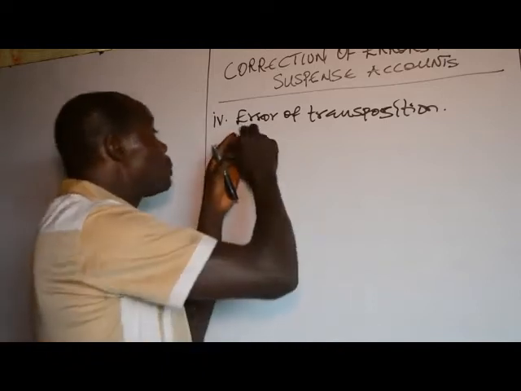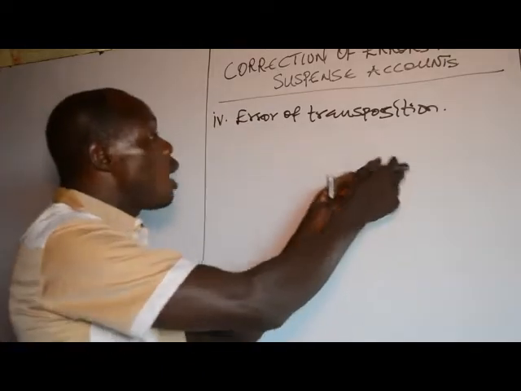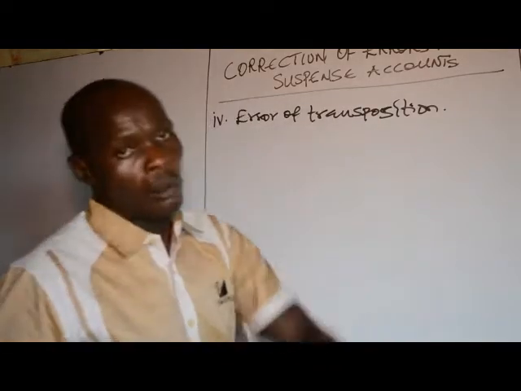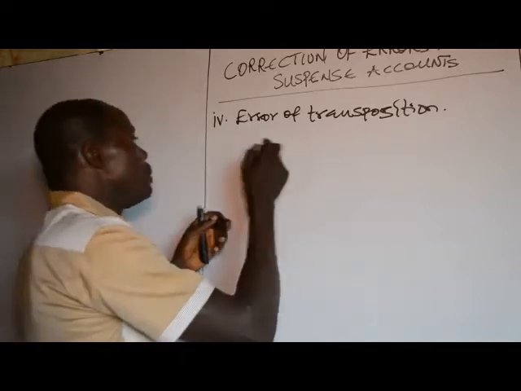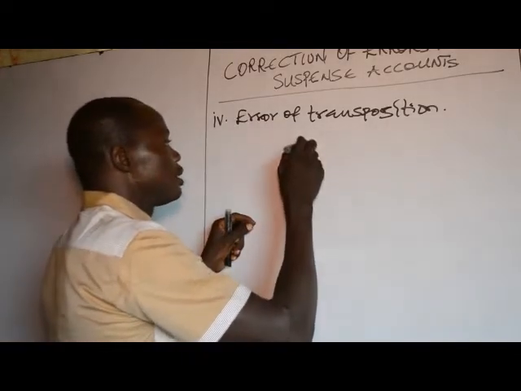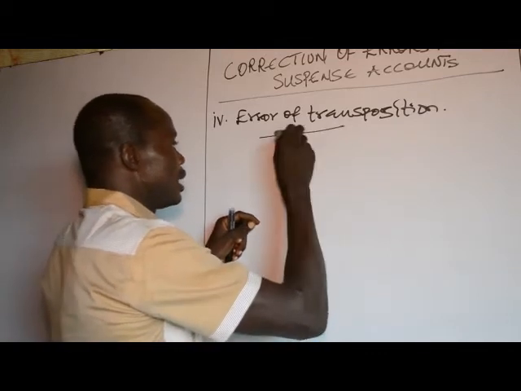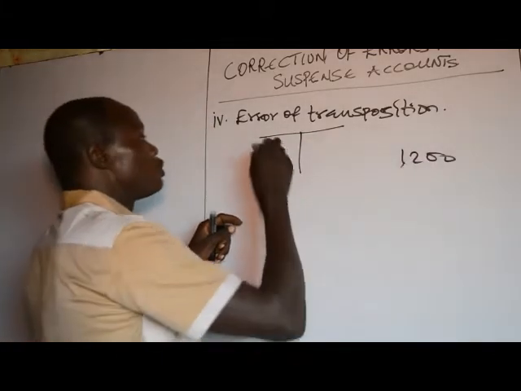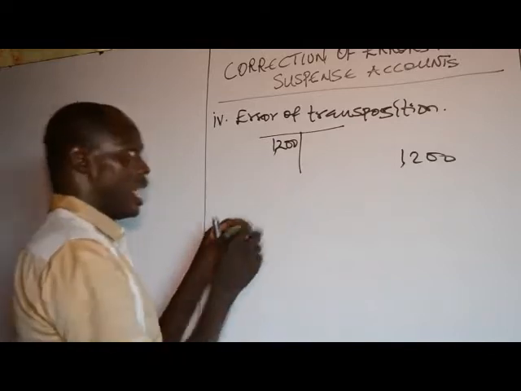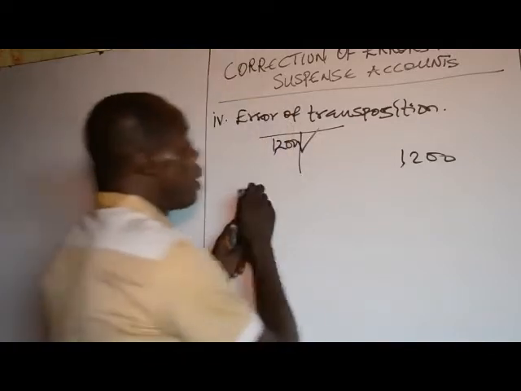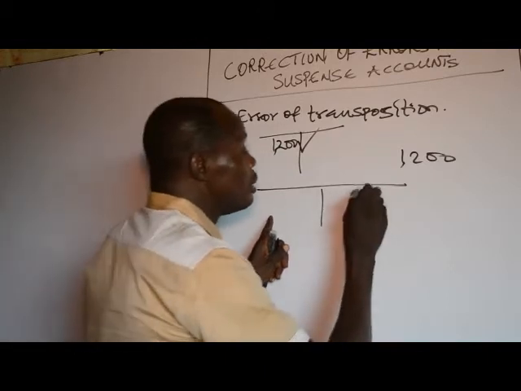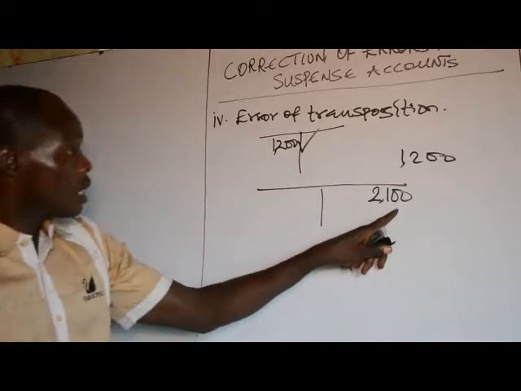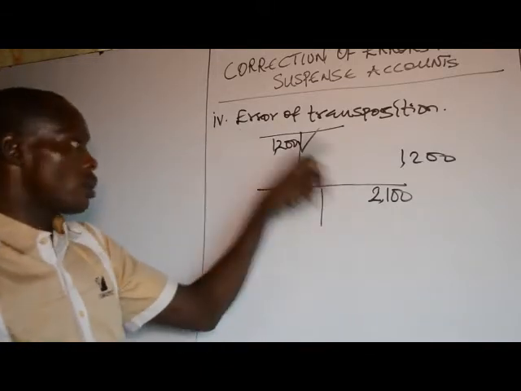That is, the amount put at the debit side may be correct, while the amount used in the account to be credited may be wrong. Maybe the correct amount is 1,200, and the account supposed to be debited with 1,200 has been debited correctly. But the other account, supposed to be credited, you may now use 2,100. And where that occurs, that is error of transposition.